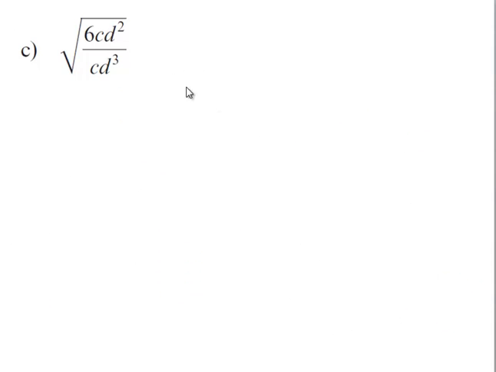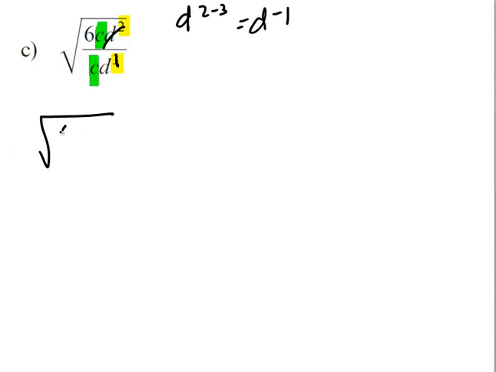Here's another one. And again, I have the square root of a rational expression, the square root of a fraction. I'm going to try to reduce first. So here's a c and here's a c, so they cancel out. And with the d's, I have 2 and 3, so that would be the same as d to the 2 minus 3 equals d to the negative 1. So that'll leave behind a d there. So now it's a little easier to work with, right? Because now it's just 6 over d, all under the square root.